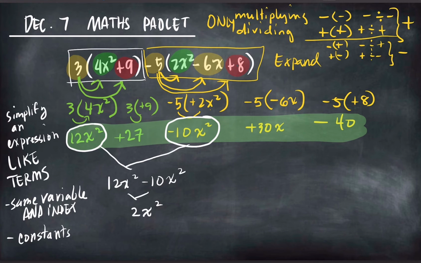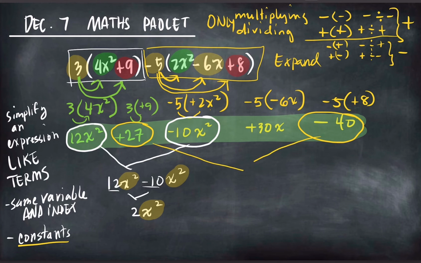Please note, when you are adding or subtracting like terms, the variable and the index remain the same. The only thing that will change will be the coefficients that you added or subtracted. Okay? The variable remains the same. If you are multiplying or dividing, the index will change. When you're adding and subtracting, the index remains the same. Okay? Any other like terms? Okay? 27 and negative 40 because they are constants.